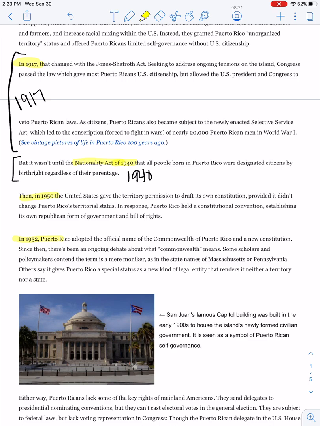Since then, there's been an ongoing debate about what Commonwealth means. Some scholars and policymakers contend the term is a mere moniker, as in the state names of Massachusetts or Pennsylvania. Others say it gives Puerto Rico a special status as a new kind of legal entity that renders it neither a territory nor a state. So here's our 1950. Here is the information for 1952.